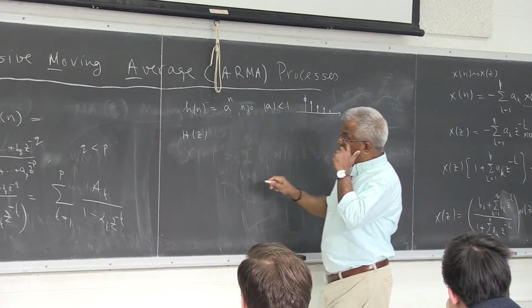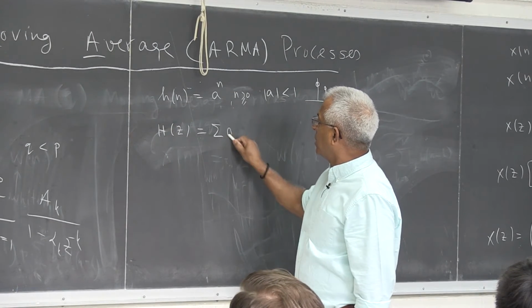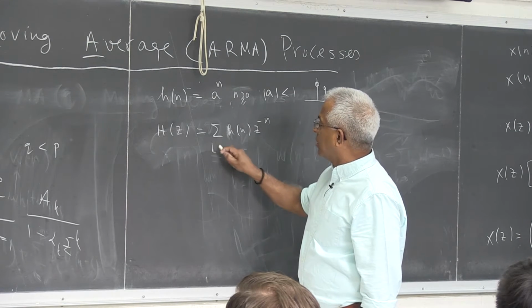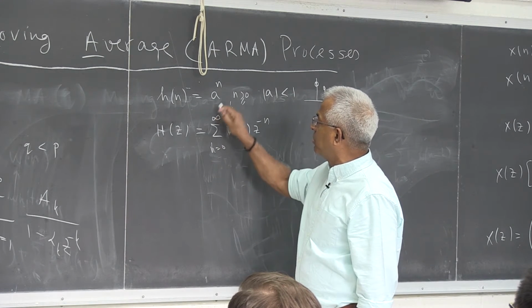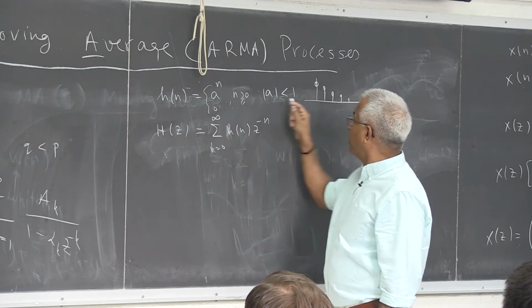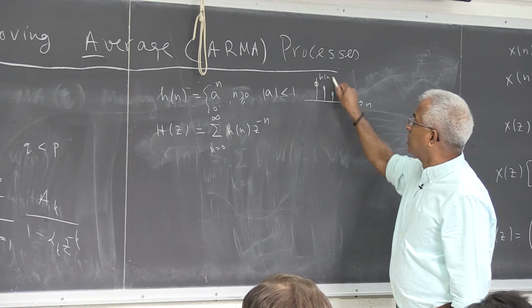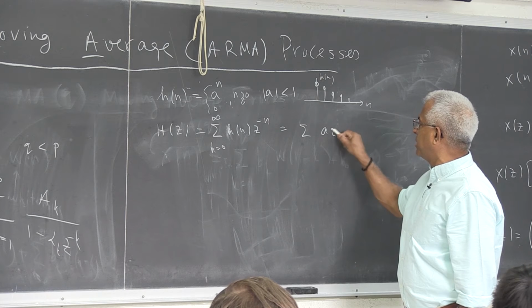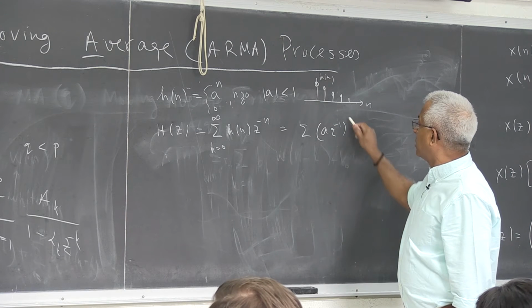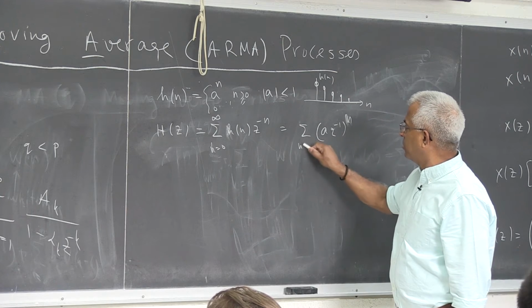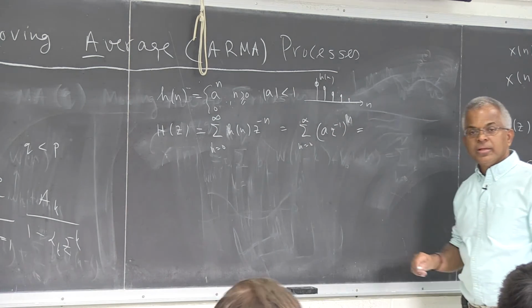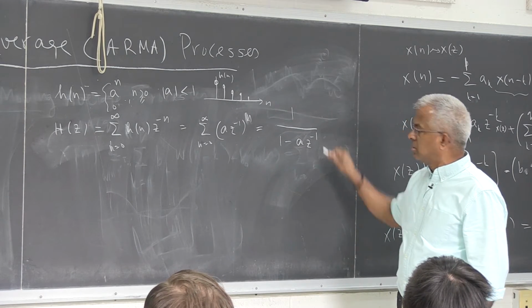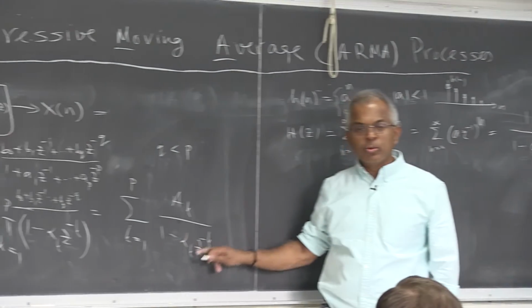So it goes all the way, or h of k. So this is sigma h of n z minus n, right? n equal to 0 through infinity, because it's given that h of n is 0 otherwise, it's a causal system. So this is now summation. h of n is a to the power n, so I can write it as (a z inverse) to the power n, n equal to 0 through infinity. How do you sum this? Anybody? This is a geometric series, 1 upon 1 minus a z inverse. Look here, each of our terms looks like that, right?